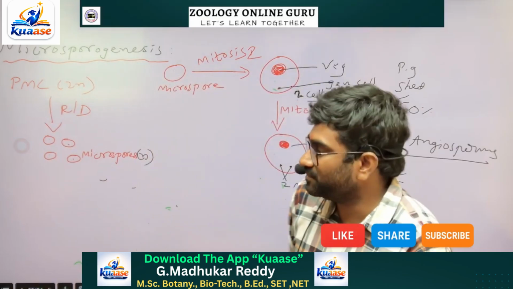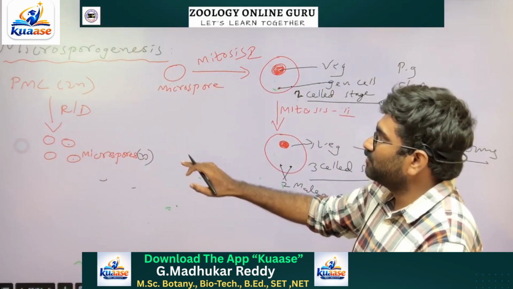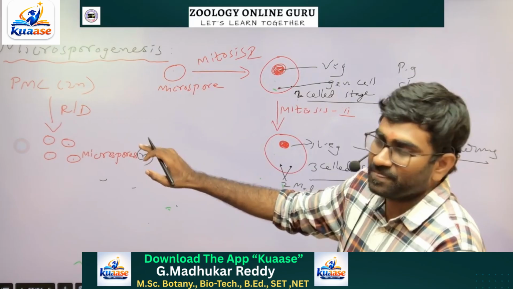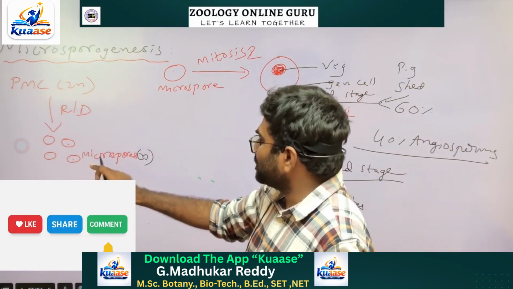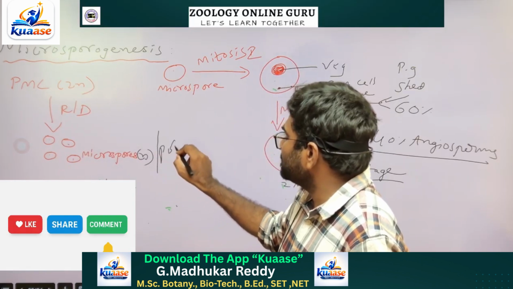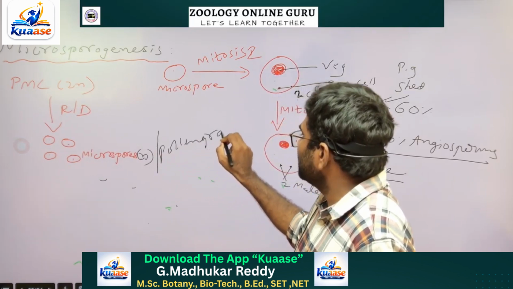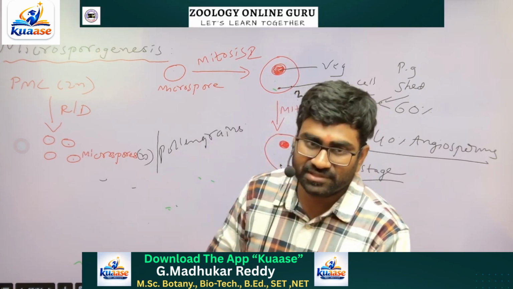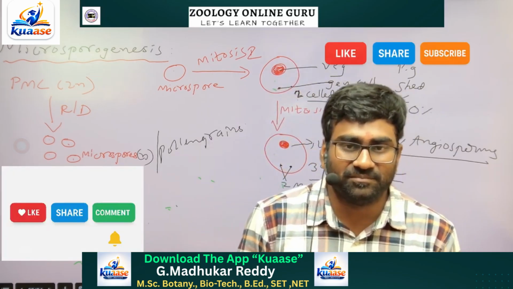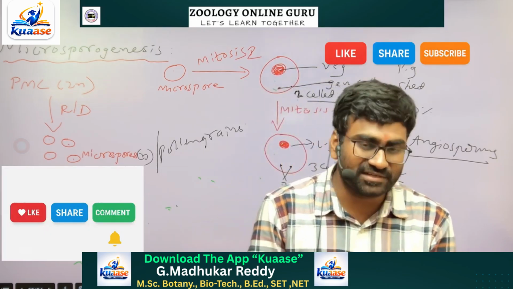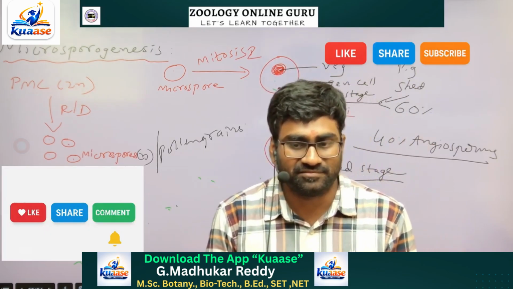So microsporogenesis means formation of microspores from the microspore mother cell. This microspore mother cell is also called a pollen mother cell. Microspores are also called pollen grains. Next, we are going to discuss the structure of pollen grain in detail, and some important and interesting facts are there. So very interesting.